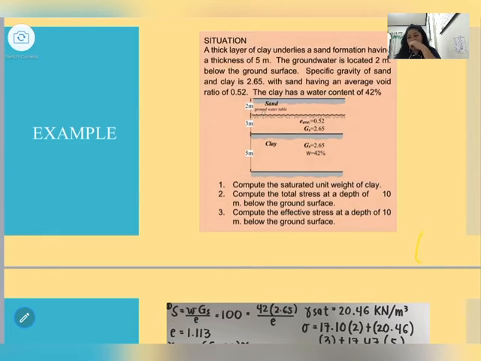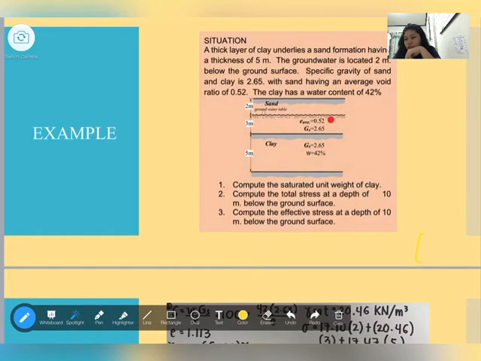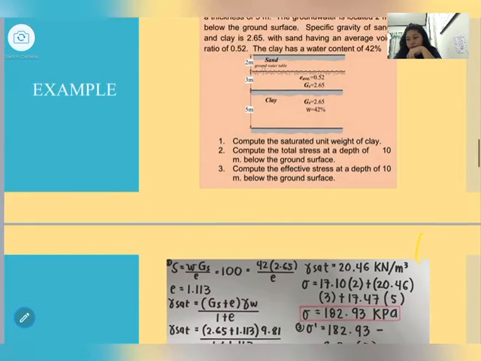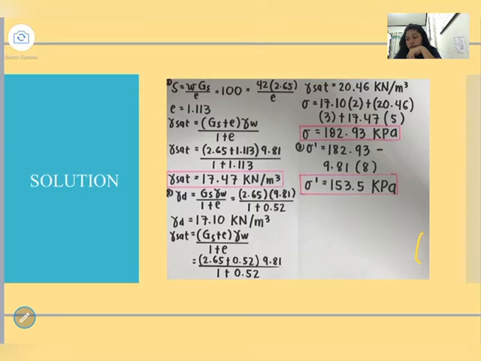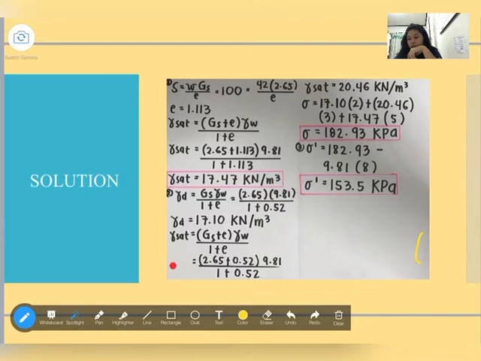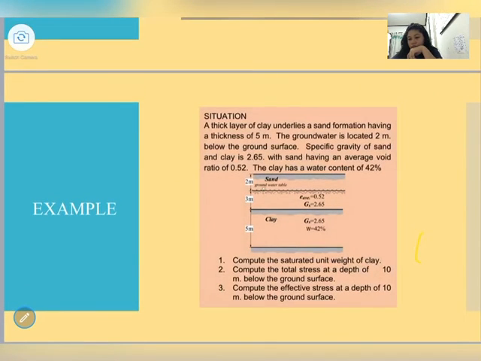In number 3, what is asked is the effective stress at a depth of 10 meters below the ground surface. As you can see, the groundwater table is at this area, the 3 meters and the 5 meters, so there is water pressure there. Since there is no water in the 2 meters above it, the water pressure there is 0. So we start here: the total stress minus 9.81, the unit weight of water, times 8, since only 8 meters has water.